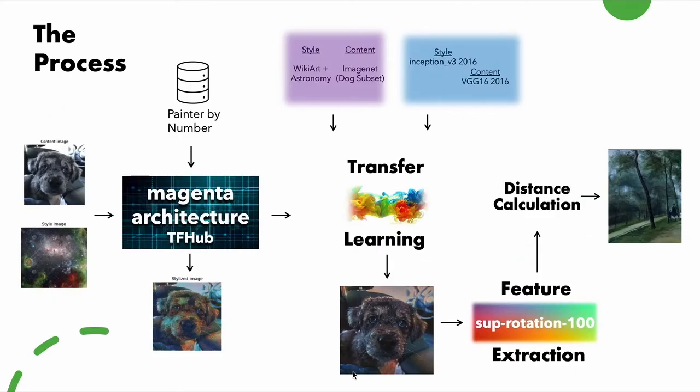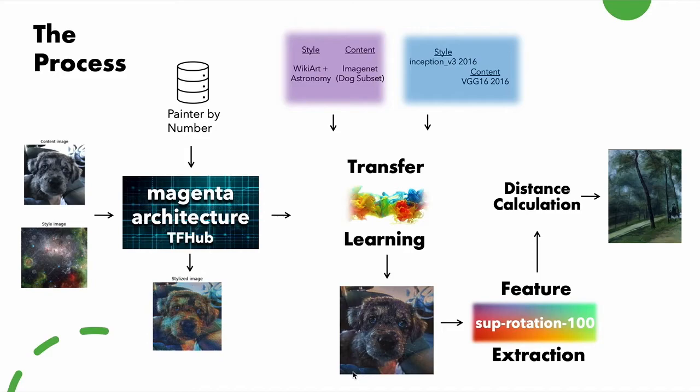Our process is shown here. We used the Magenta architecture from TF Hub, trained on the Painter by Numbers data. Then we performed transfer learning using WikiArt and astronomy data for the style piece and the dog subset of ImageNet for the content piece. We use Inception v3 model for style and VGG16 for content. Then we perform transfer learning to create a stylized image.